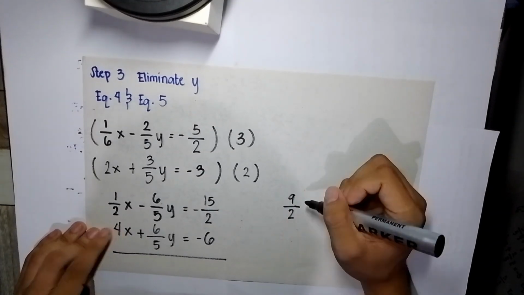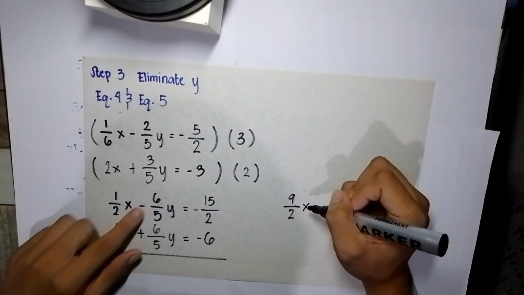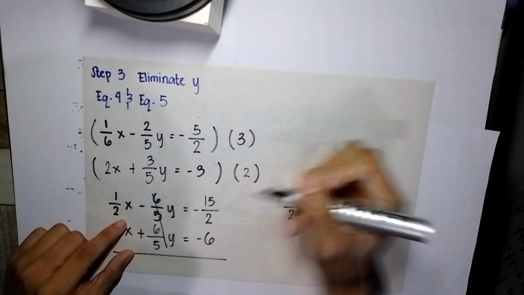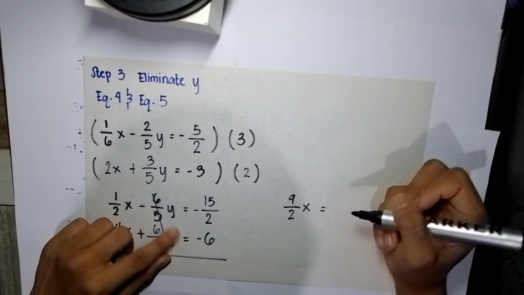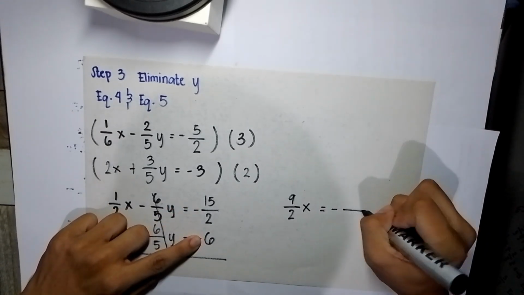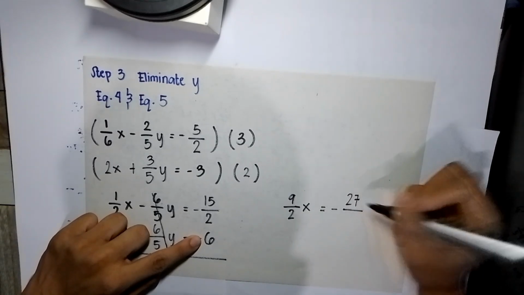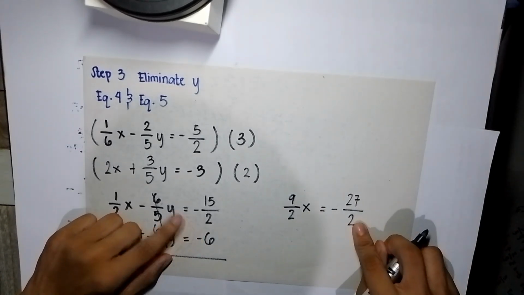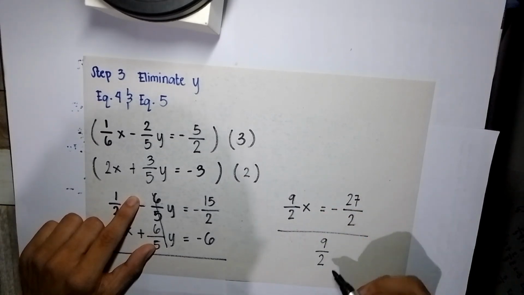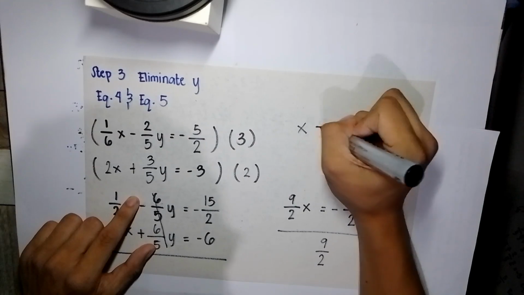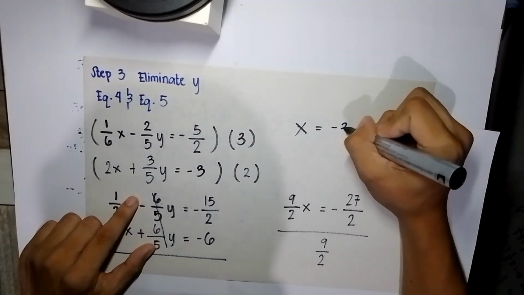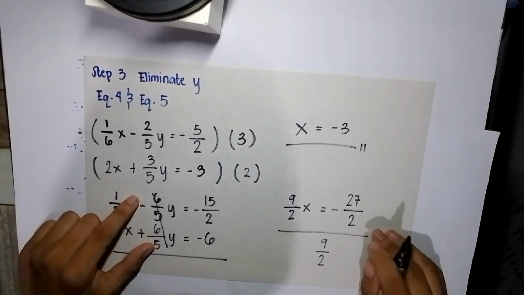Combine like terms, x will be 9 over 2x. Eliminate y. And this is equal to 27 over 2. Make the coefficient of x equal to 1, therefore we are going to divide by 9 over 2. Now we have the value of x that is equal to negative 3.